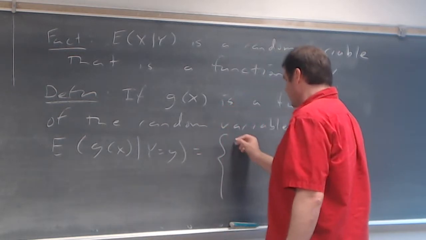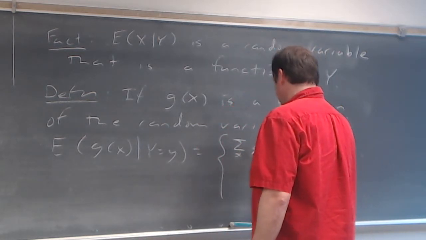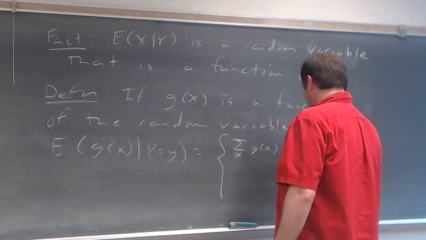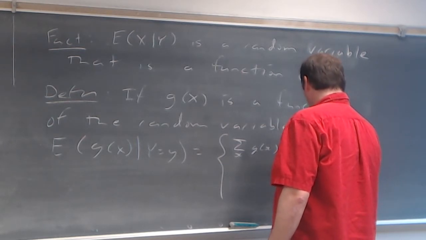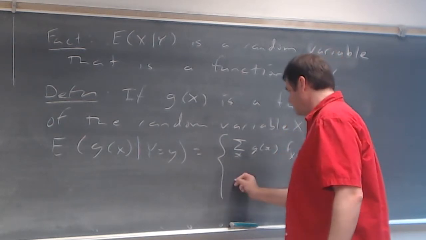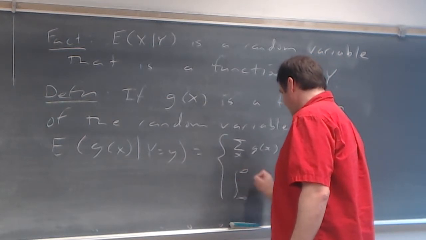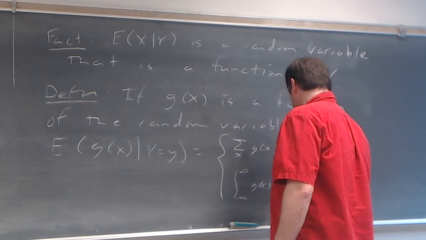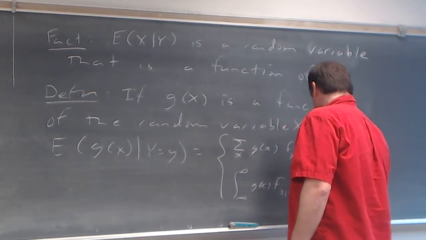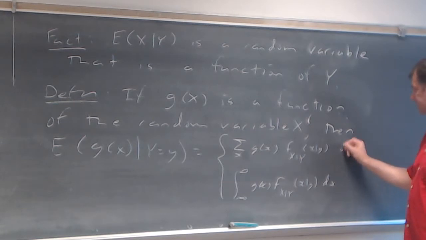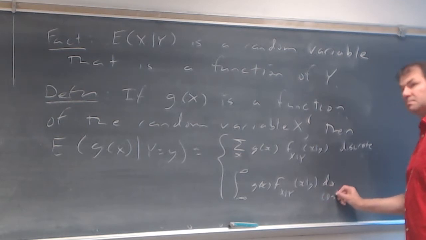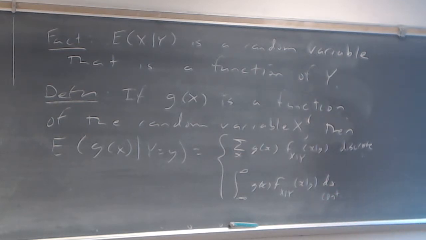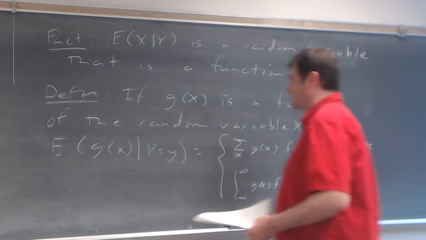It's either the sum over the x values of g of x times the conditional probability mass function of x given y, or the integral from minus infinity to infinity of g of x times f sub x given y dx. Of course, this is the discrete, this is the continuous cases. So those are our definitions. Let us look at an example where we would use this definition.